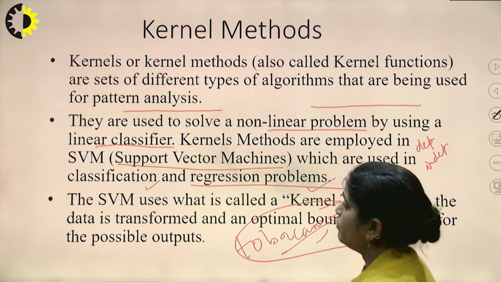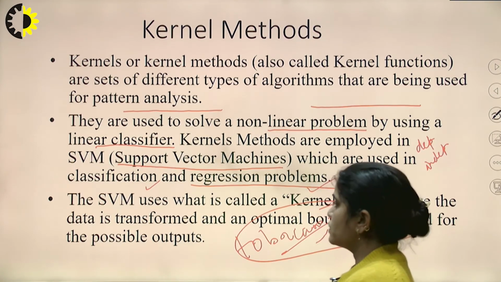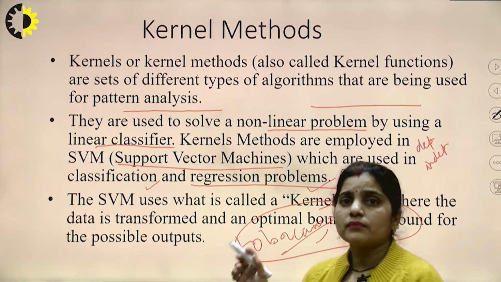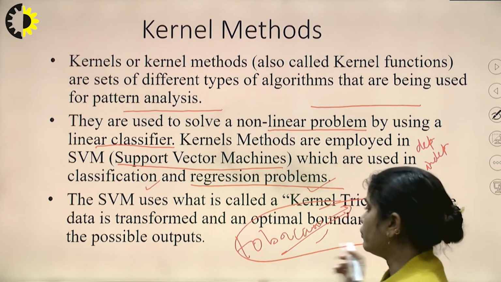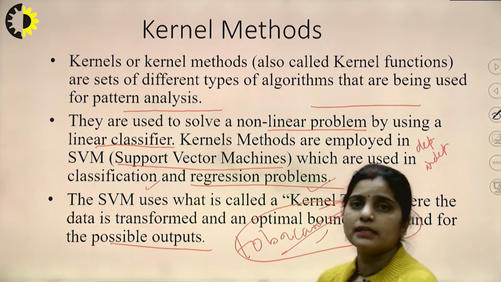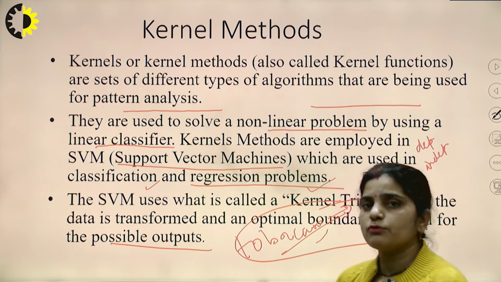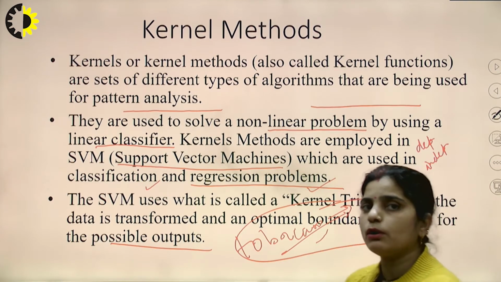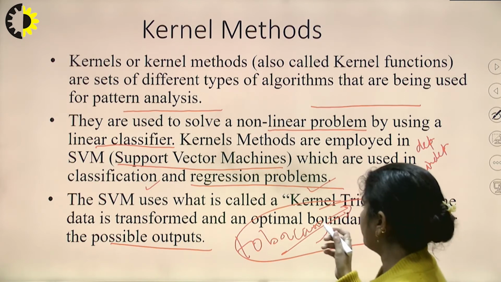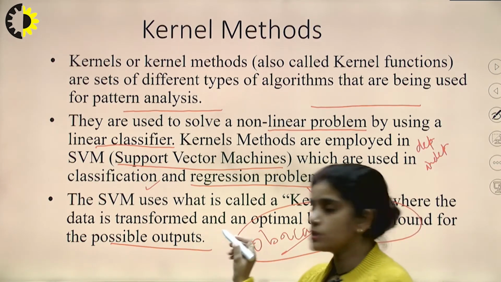Now the SVM, the support vector machine, uses what is called the kernel trick, where the data is transformed and an optimal boundary is found for the possible outputs. Means in SVM we use a kernel trick where the data is transformed, and using that kernel trick we find the optimal boundary for the possible outputs.